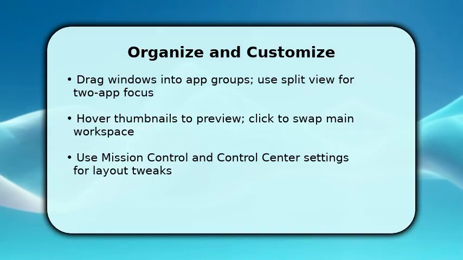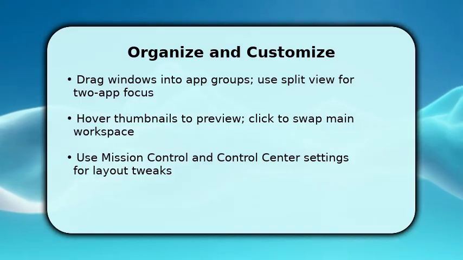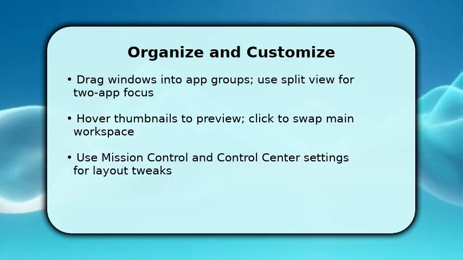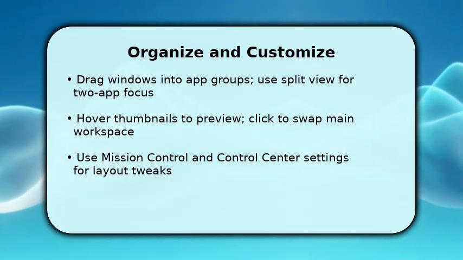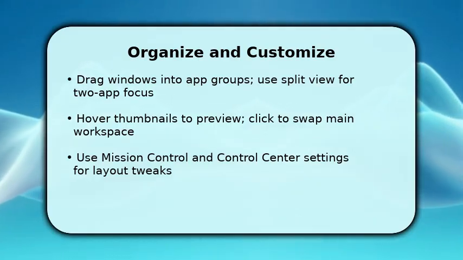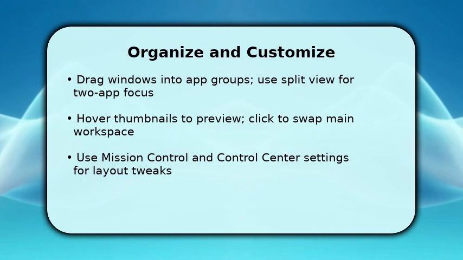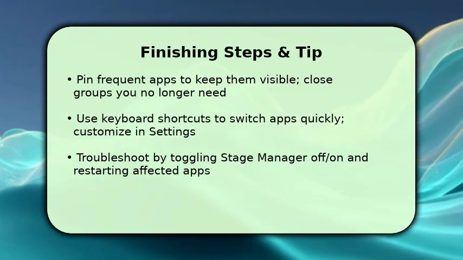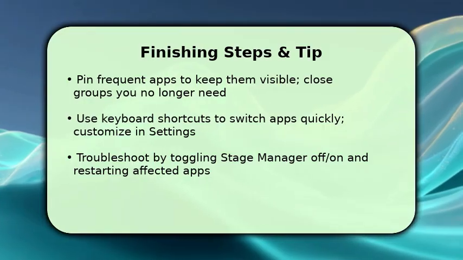If you want different arrangements, open Mission Control to see all groups, and tweak Stage Manager options in Control Center. Adjust visibility and prioritization so the apps you use most are easiest to access. Finish by pinning your frequently used apps to keep them visible and closing groups that clutter your strip.